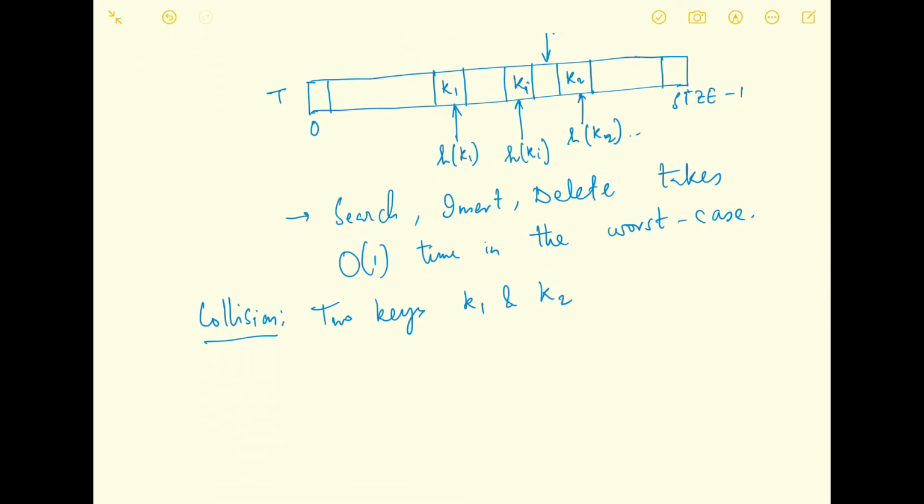Okay, so towards that, let's define the terminology called collision. Two keys k1 and k2 are said to collide under a hash function h if they map into the same index, h of k1 equal to h of k2.